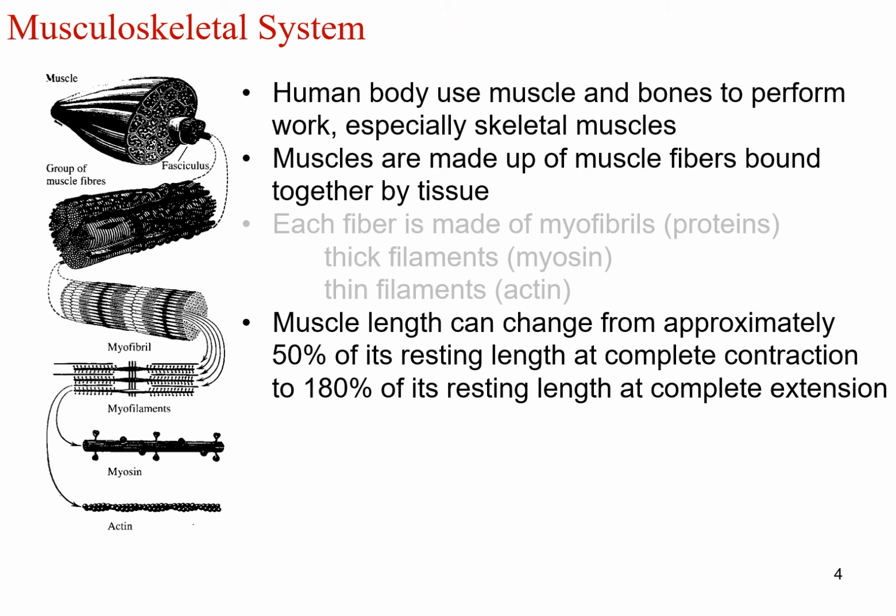Human body uses muscles and bones to perform work, especially skeletal muscles. Muscles are made up of muscle fibers bound together by tissue. These muscle fibers contract or expand when we use our muscle to perform a task. When we do not use our muscle, fibers are said to be at resting length.